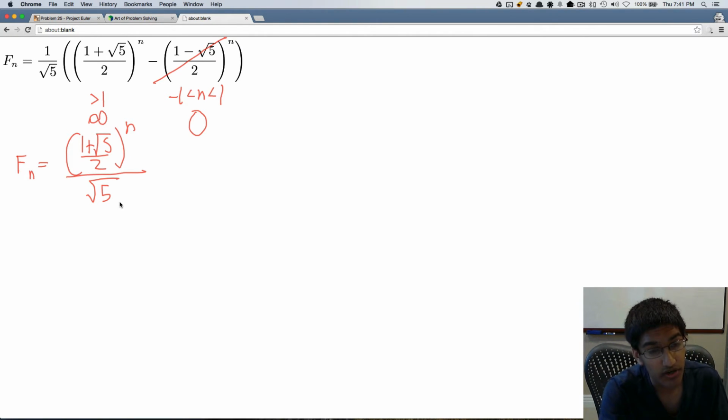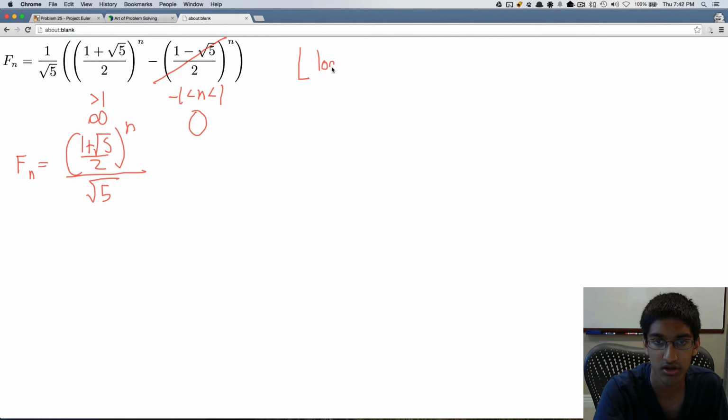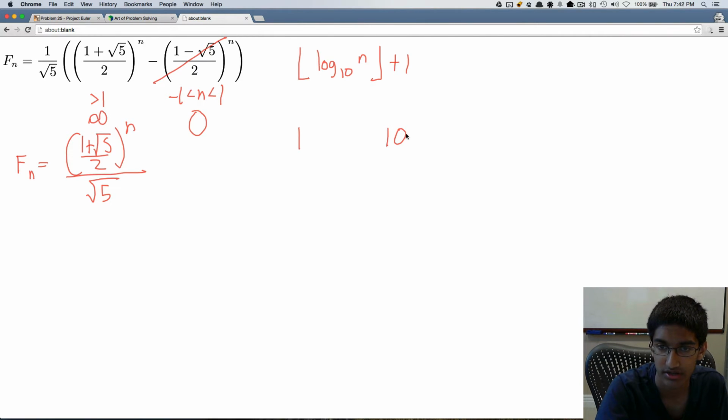To see how we're going to do this, let's take a look at the log base 10 of a number and how that can be used to calculate the number of digits in any number. The formula for finding the number of digits in a number n is the floor of log base 10 of n, plus 1. To see why this works, let's write out the first few powers of 10. Let's do 1, 10, and 100. So 1 is a one-digit number, and this formula works because log base 10 of 1 is 0, plus 1 is 1.